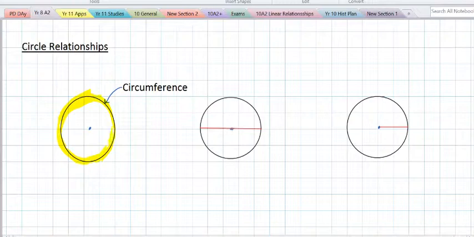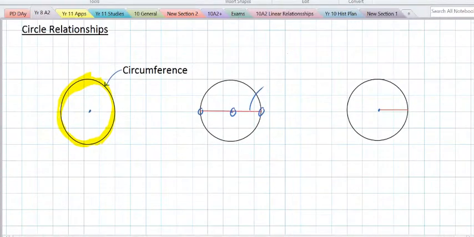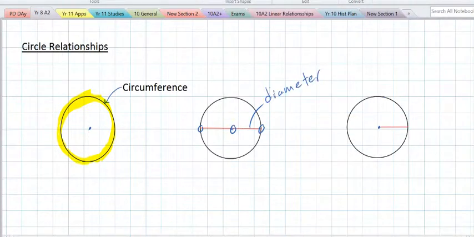Now, 2 other words we'll be using a lot today, and people still get these confused in Year 11 and 10. These words are the diameter and the radius. Now, diameter is a line which goes from one edge of the circle through the middle to the other edge. We call it the diameter.